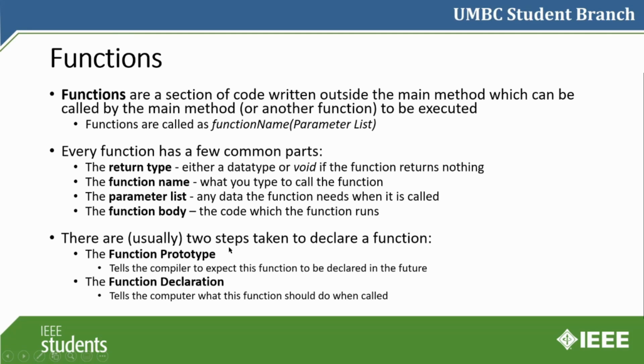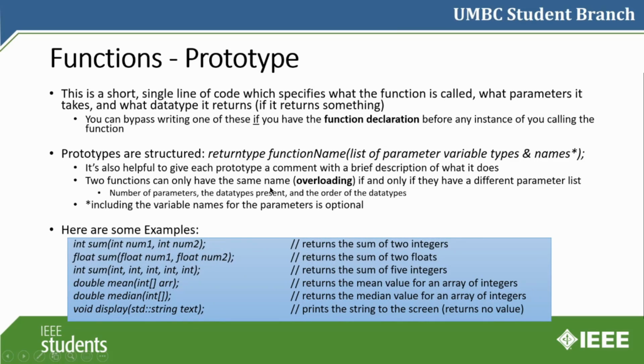These are usually broken down into 2 parts, the function prototype and the function declaration. However, there is a way to get around making a function prototype. So first, a function prototype. This is just a simple 1-line explanation of what all the things associated with the function are regarding the return type, the name of the function, and the parameters. What you're doing when you create a function prototype is telling the compiler, which is the part of the computer which prepares your code to be run, that this is a function that I will be filling out and making available to you a little later in the code.